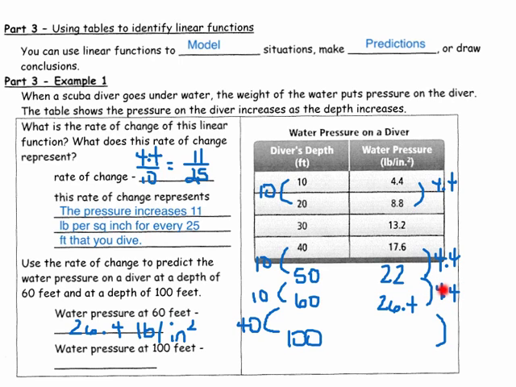So 4.4 times 4 is 17.6. So we need to add 17.6 to that. And that results in 44 pounds per square inch. So the water pressure is 44 pounds per square inch.